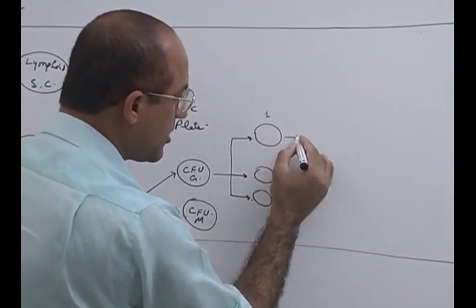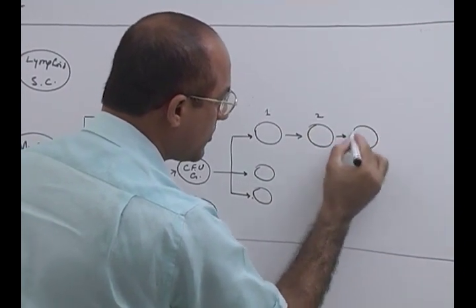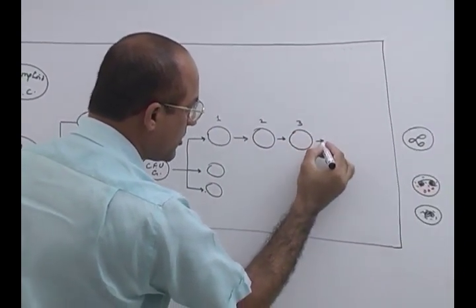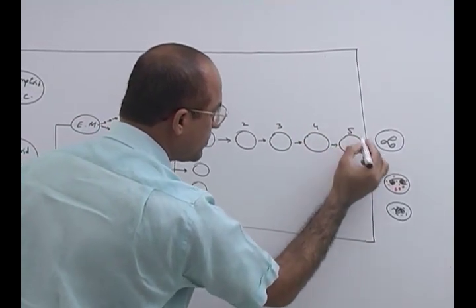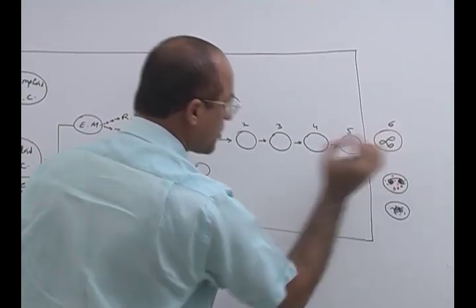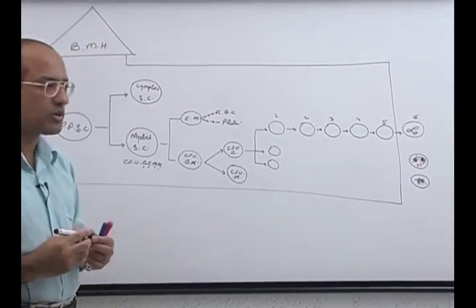1, 2, 3, 4, 5, and 6 is a mature neutrophil. Now we'll see how this series is going on, what are the changes going on there.